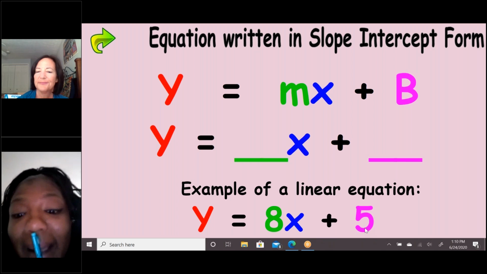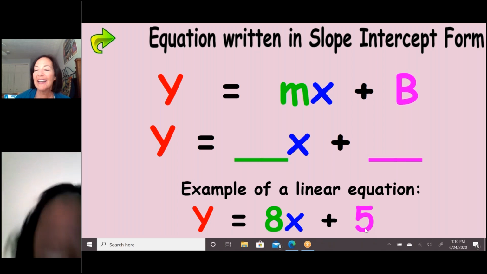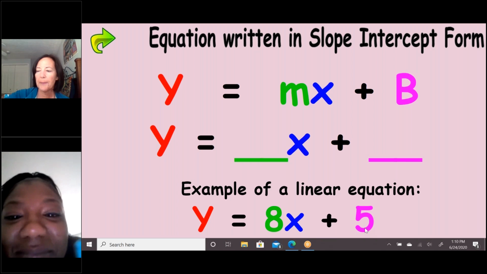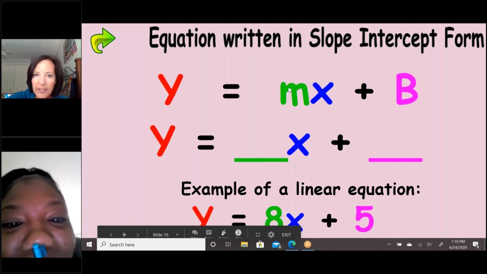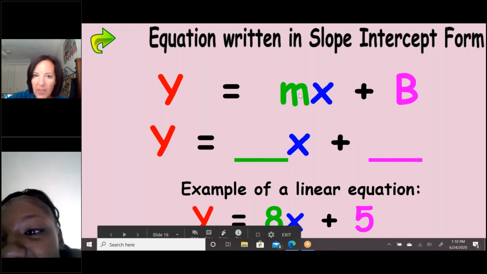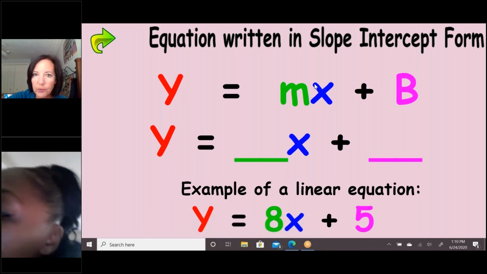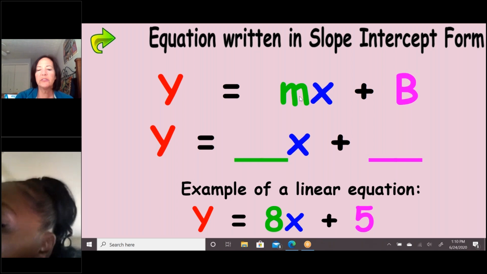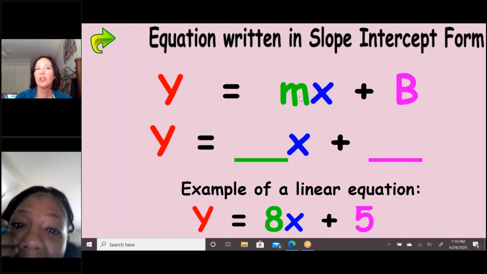Have no idea. Okay, because your brain is making it much harder than it needs to be. The slope is this letter m. So whatever number is right in front of x has to be our slope. So when y equals 8x plus 5, what's our slope going to be? Our slope is 8. That's perfect.